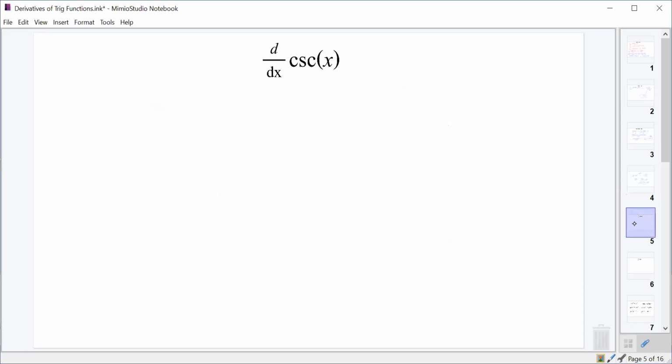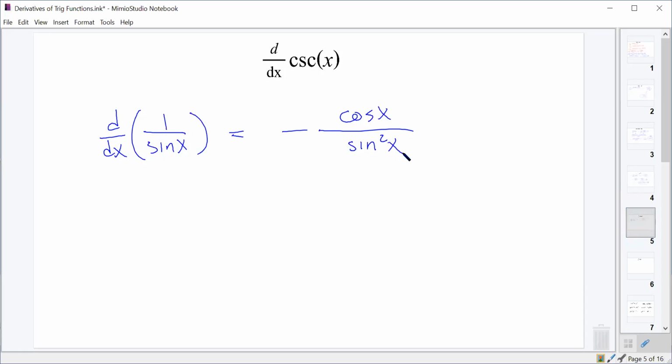All right, let's do another one. Cosecant x. That ought to be the derivative of 1 over sine x, which we should be able to use the reciprocal rule again. So negative derivative of the denominator over the denominator squared. This becomes negative 1 over sine times cosine over sine, which gives us negative cosecant x cotangent x.